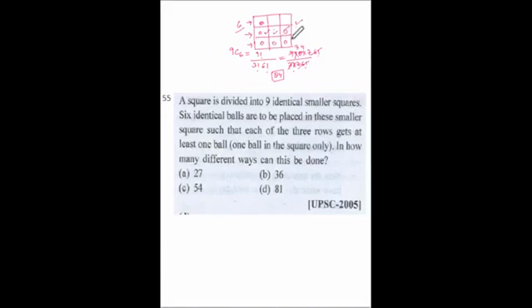in these 3 boxes in this row. So this ball we can take in 3 ways. It means total number of ways are 84 minus 3, which is 81. So answer is D.